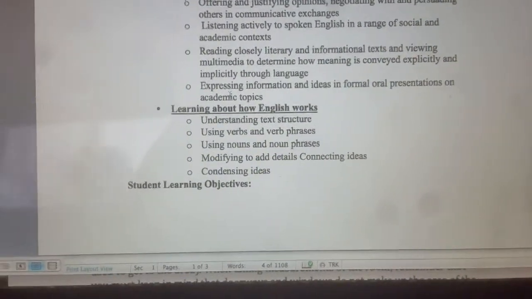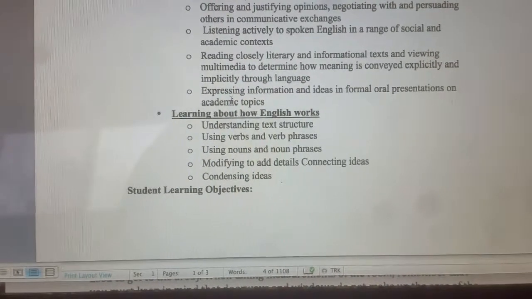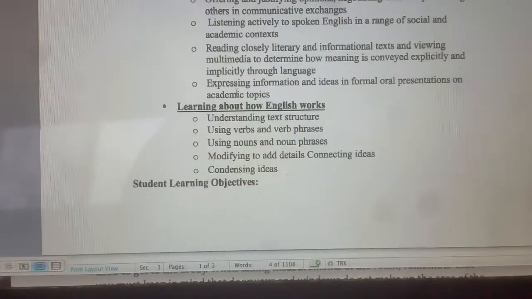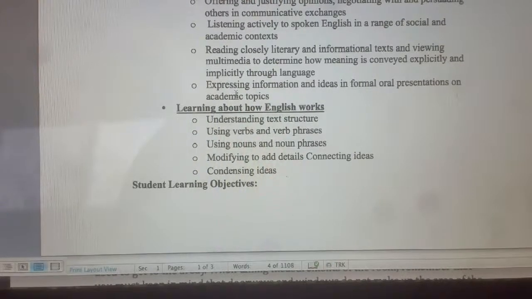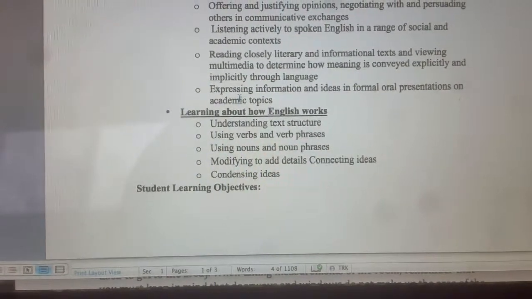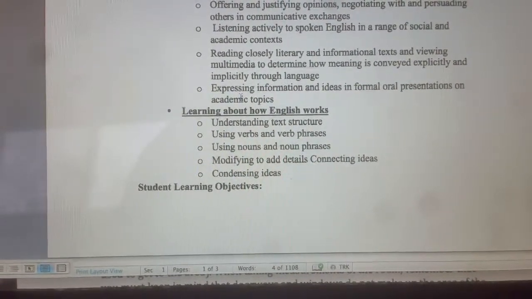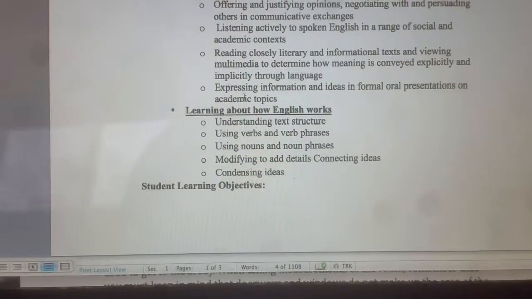Learning about how English works: understanding text structure, using verbs, using nouns and noun phrases, modifying to add detail, connecting ideas, condensing ideas.